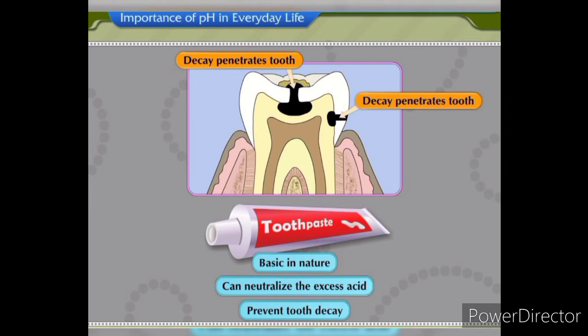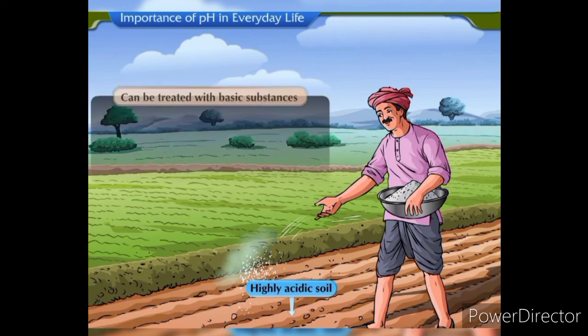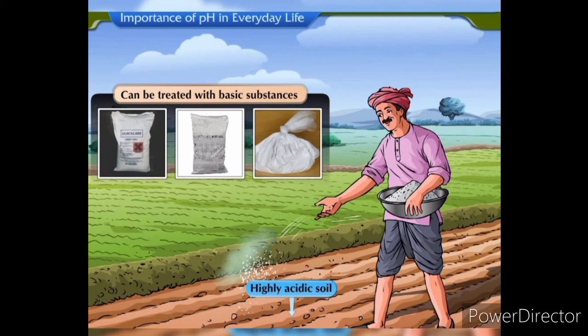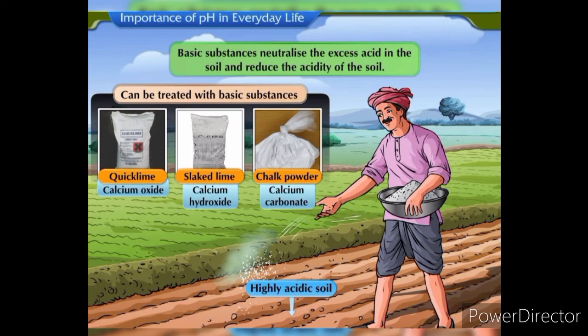Using a toothpaste, which is usually basic in nature, for cleaning the teeth can neutralize the excess acid and prevent tooth decay. We have discussed that highly acidic soils affect plant growth. If the soil is highly acidic, it can be treated with basic substances like quicklime, that is, calcium oxide, or slaked lime, that is, calcium hydroxide, or chalk, that is, calcium carbonate. These substances neutralize the excess acid in the soil and reduce the acidity of the soil.